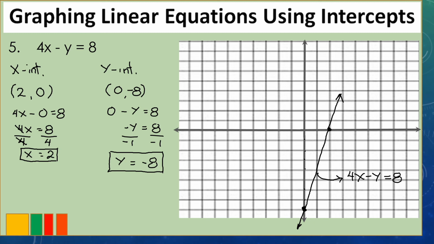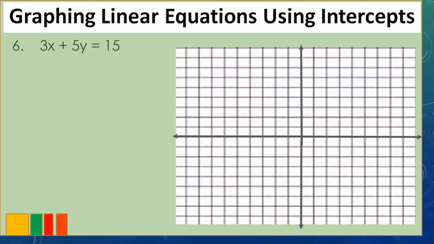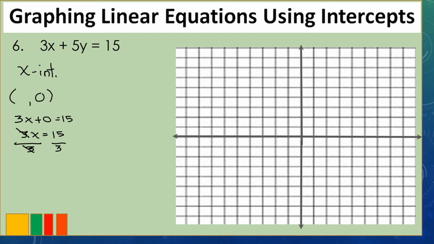Let's have our example number 6, graphing linear equations using intercepts. So to find the x-intercept, represent y as 0. If y is 0, basically it will be cancelled, since any number multiplied by 0 is 0. So our equation will be 3x equals 15. To solve for the value of x, divide both sides by 3. And this will be cancelled or become 1. Our value of x now is 5. So our x-intercept is 5.